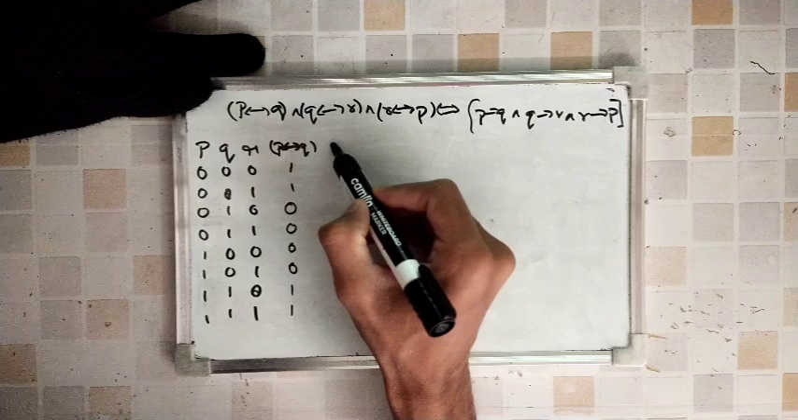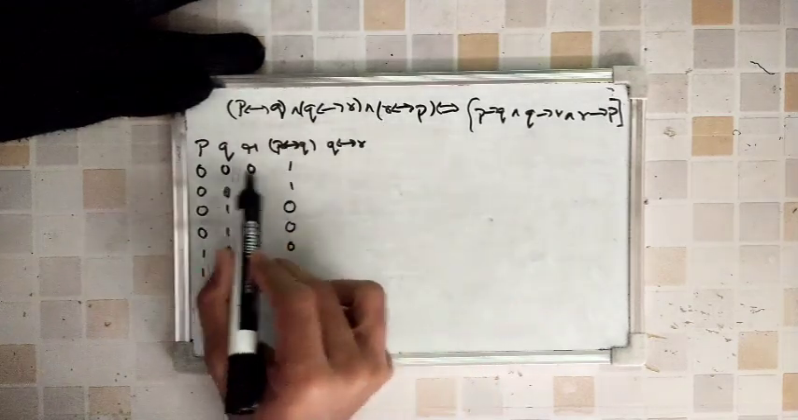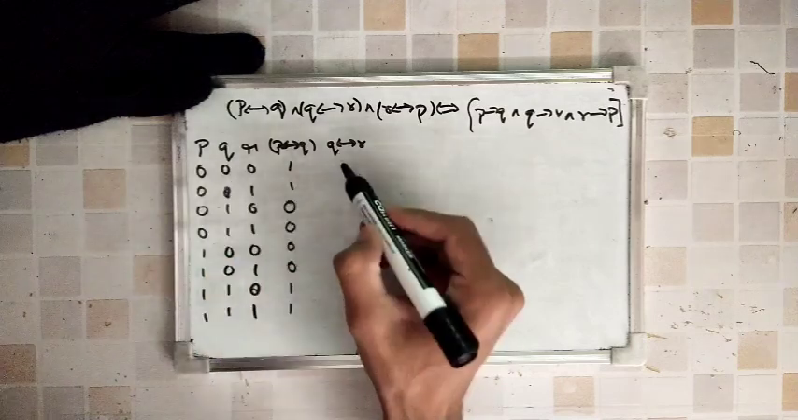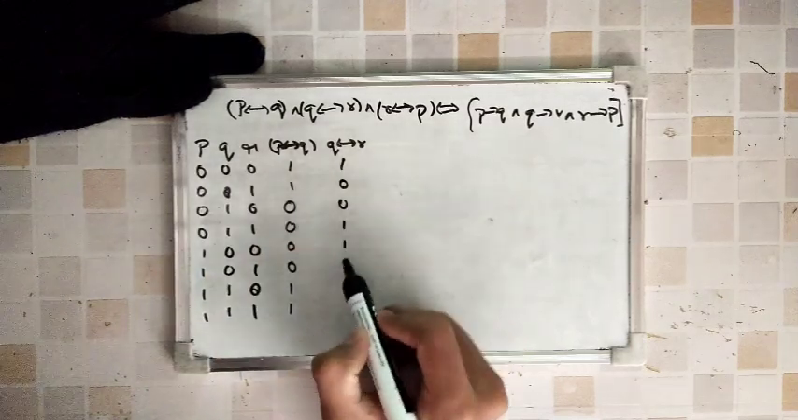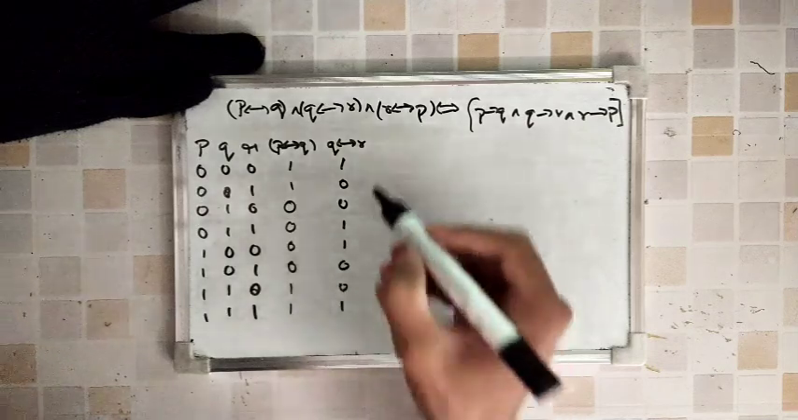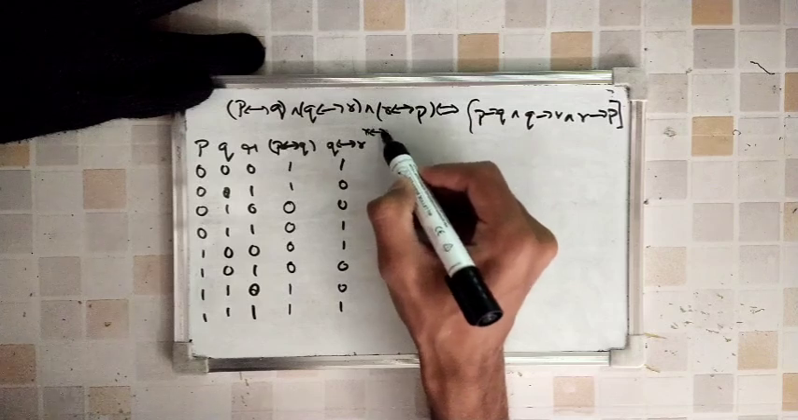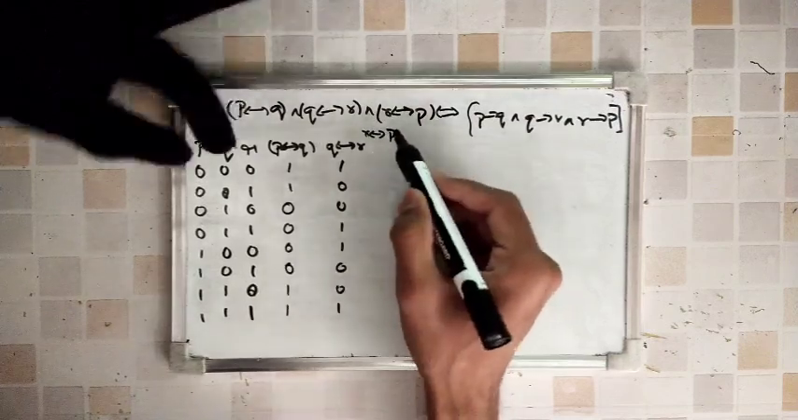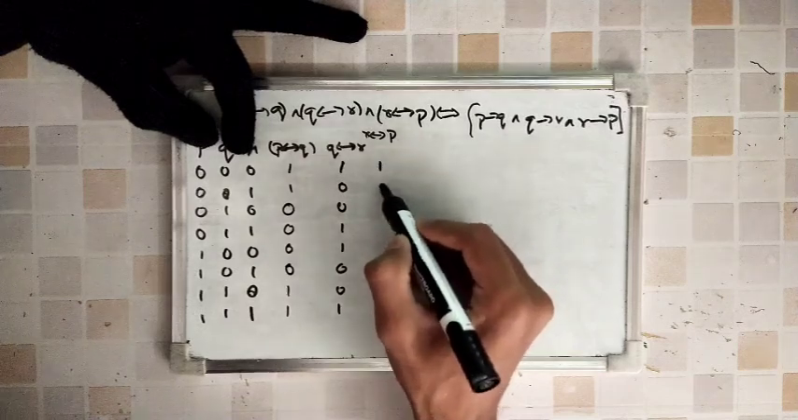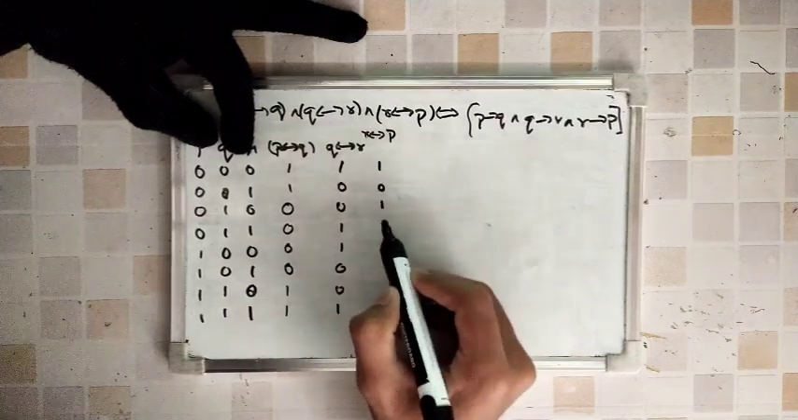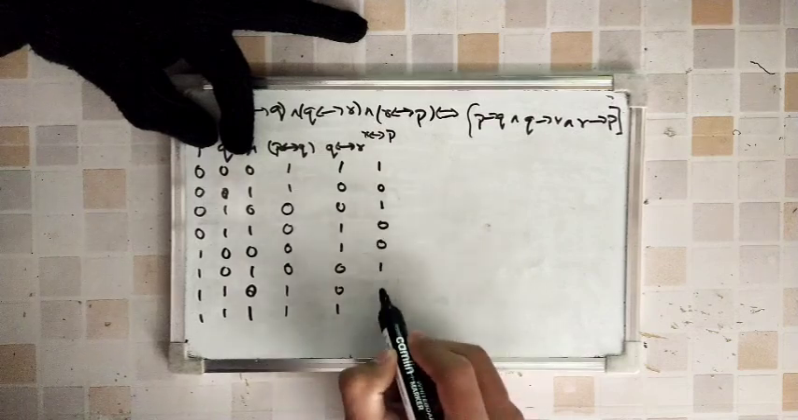Similarly, Q implies R. Here wherever I have 2 zeros or 2 ones, I will just write 1 over there. This is 0 0 1 1 0 0 1. Similarly, I will write for R implies P. First one 0 0 is correct, 0 1 wrong, 0 0 correct, 0 1 1 0 1 1 1 0 1 1.